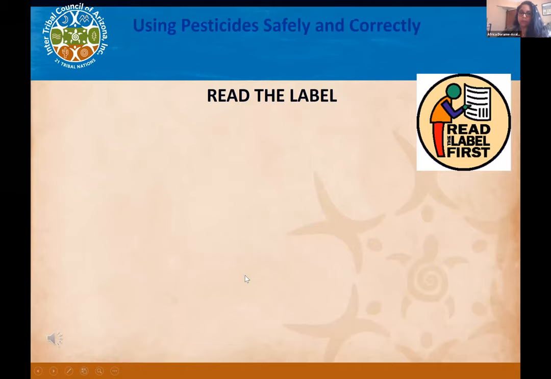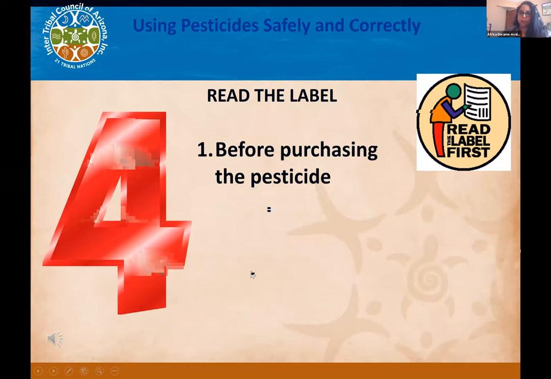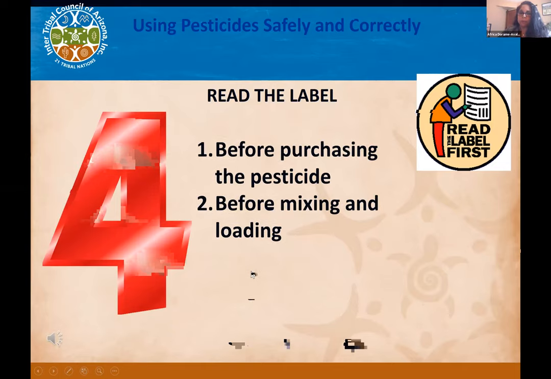It is important to read the label at least 4 times. 1, before purchasing the pesticide. Always read the label carefully before you buy a product and make sure the product is intended for your specific use. 2, before mixing and loading.